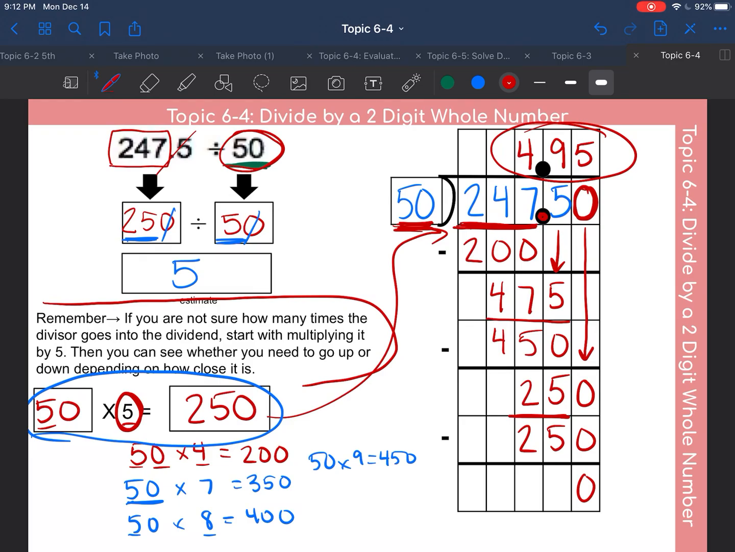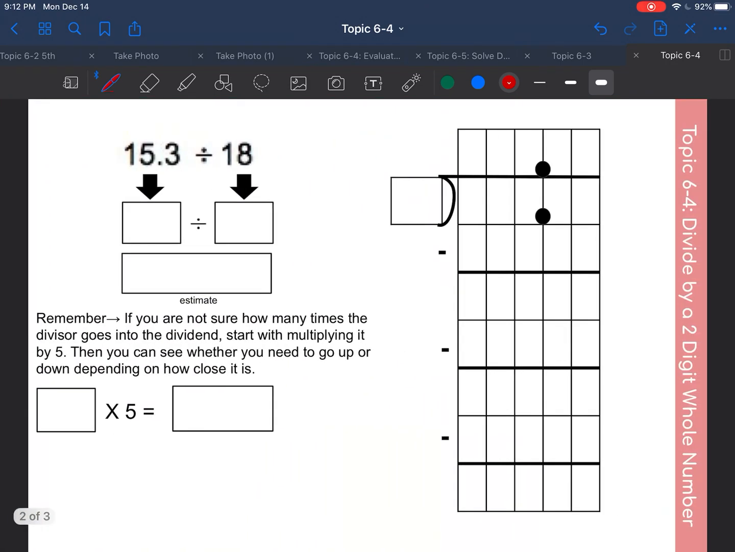All right, so we're going to do a few more examples of these. So let's look at this next one. We have 18 and then we have 15 and 3/10. Now it looks like the dividend is a smaller number than the divisor. So if the dividend is a smaller number than the divisor, are we going to get a big or a small number as our answer? We're going to get a small number. Preferably the number is going to be less than 1.